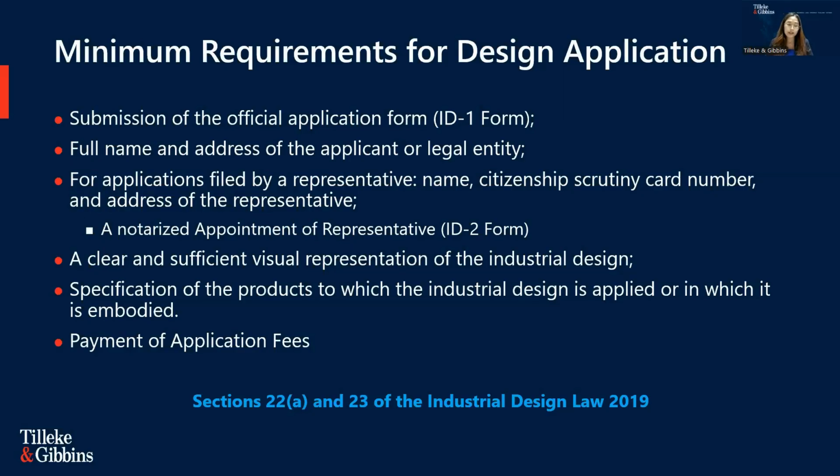Another essential element of the application is obviously a clear representation of the industrial design. For example, if you are applying for an umbrella, you must indicate that our design is an umbrella. Another important thing is the specification of the product to which the industrial design is applied. We must also provide that. And the last one is payment of the application fee. The official fee for the registration must also be paid. This is mentioned in sections 22A and 23 of the Industrial Design Law.